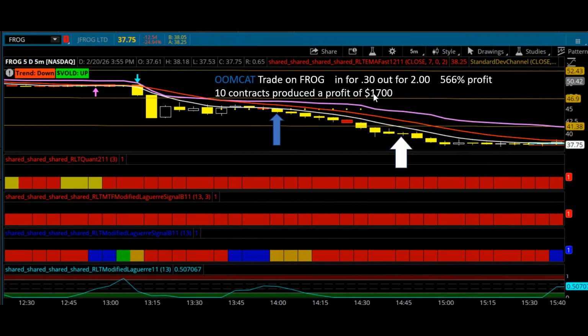Now this is not common. Generally speaking, you're normally going to see somewhere between about 40 and 150% gains on these UMCAT trades. So that's a nice example of a nice UMCAT trade, and hopefully you can see what we're talking about, because I'm going to go into why we take these trades, when we take them, and what needs to be aligned for us to take them.